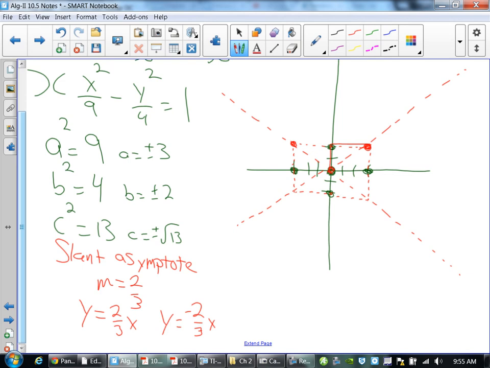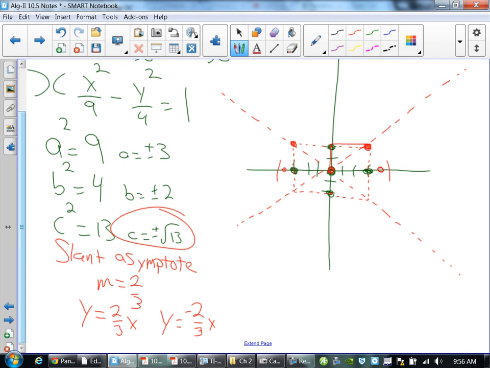All right. The last thing I have to do is plot in my foci. My foci are at plus or minus c value of plus or minus root 13. Root 13 is more than the square root of 9, less than the square root of 16, so it's somewhere after 3. Yes, we have 1, 2, 3, so it's after it.